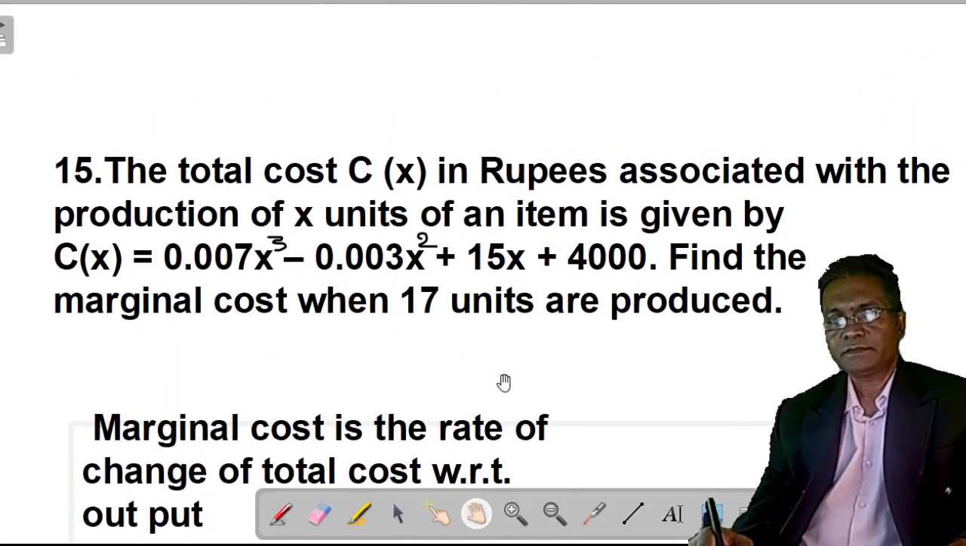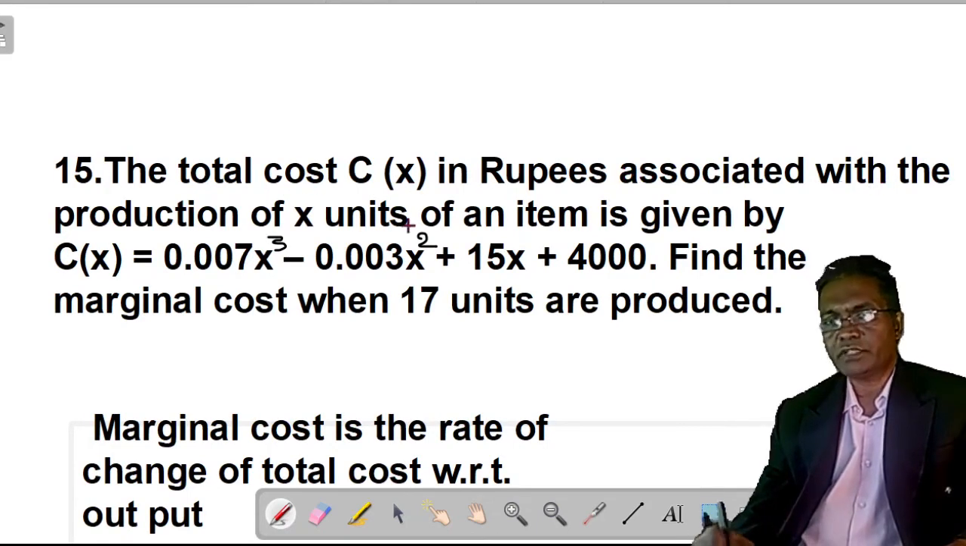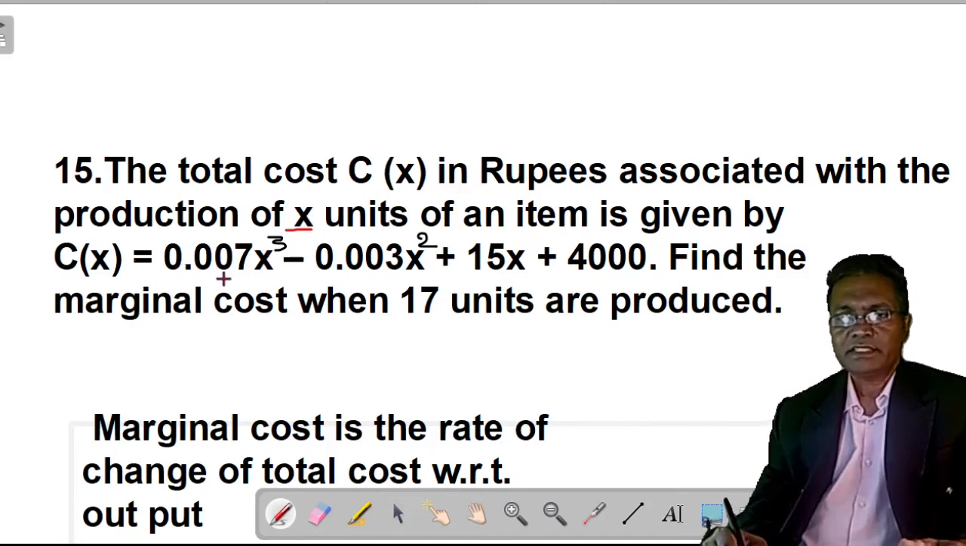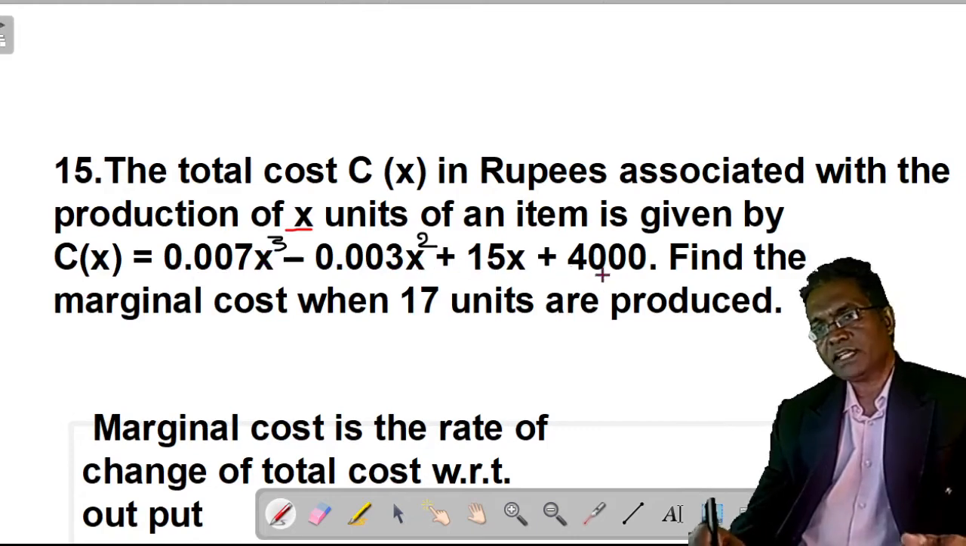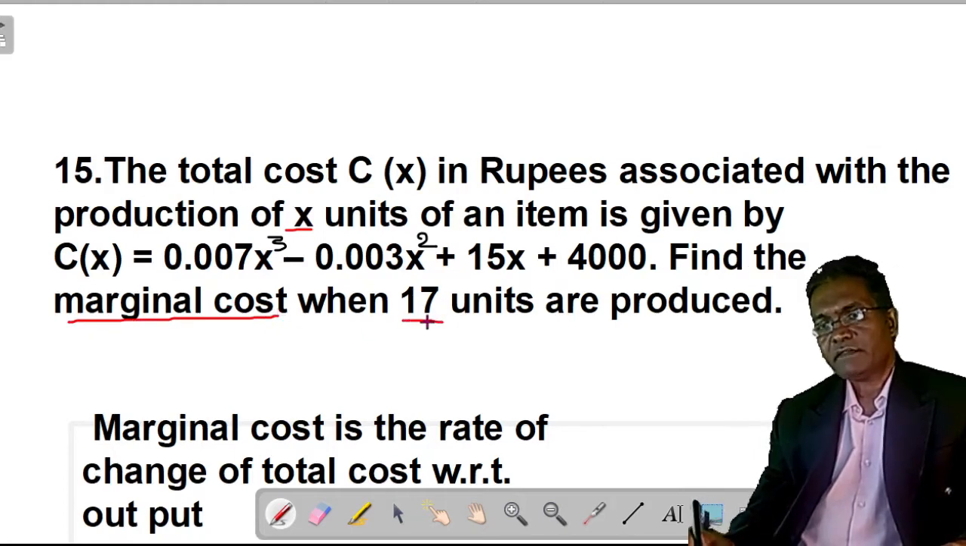Now see here, the cost C(x) in rupees associated with the production of x units of an item is given by C(x) is equal to 0.007 x cube minus 0.003 x square plus 15x plus 4000. Find the marginal cost when 17 units are produced.